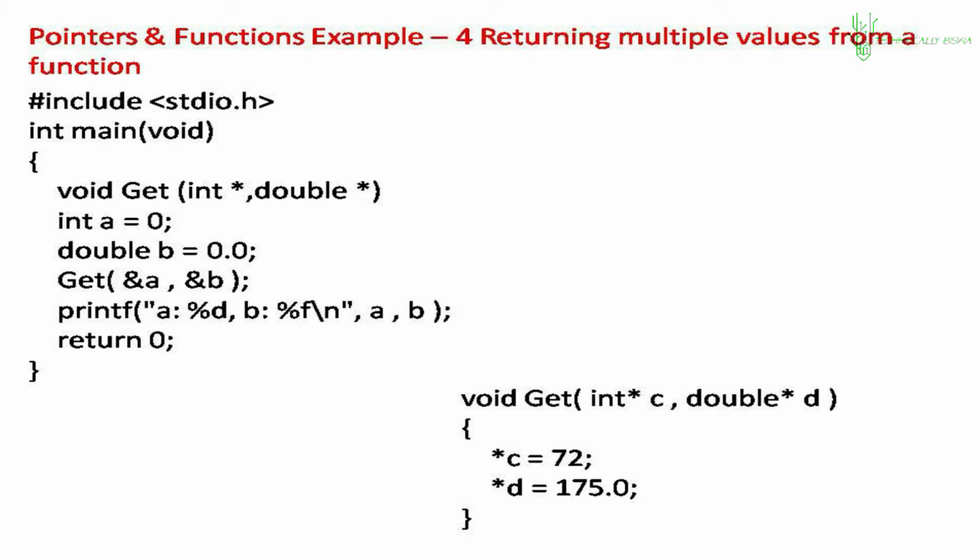The get function is a very simple example. It has two pointers c and d. c will get the address of a and d will get the address of b. When you say asterisk c equal to 72, what do you mean? The value at where c is pointing. c is pointing at the variable a. So now the value at where c is pointing is changed to 72. Remember, earlier a had a value 0. So now the value becomes 72. Similarly, d's value becomes 175. This is a very simple example of how multiple values can be returned from a function.